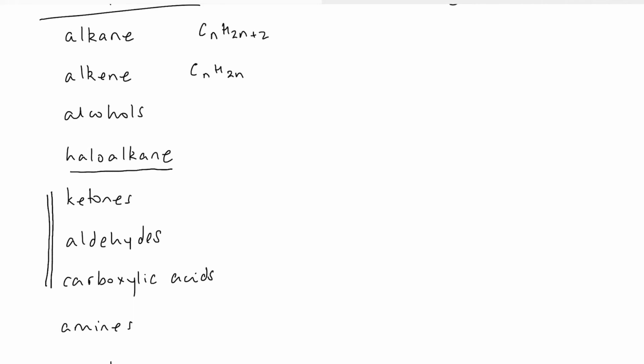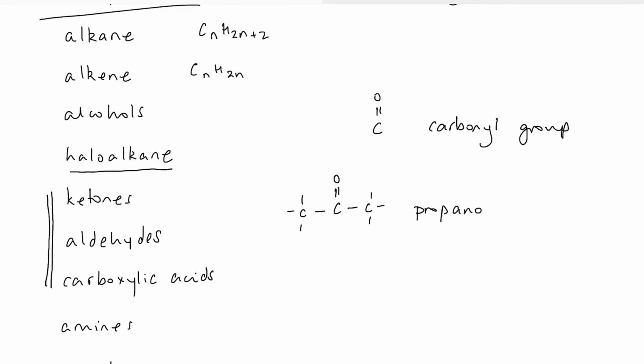Carbonyl group consists of C double bond O. So this is a carbonyl group. So in ketones, our carbonyl group is in the middle of our carbon chain. So this here is propanone. And you can see that when we get to naming them, the end of the name of the molecule refers to the homologous series to which it belongs.